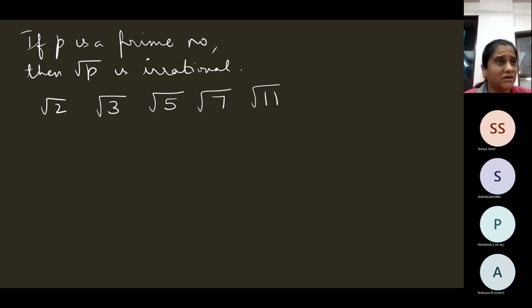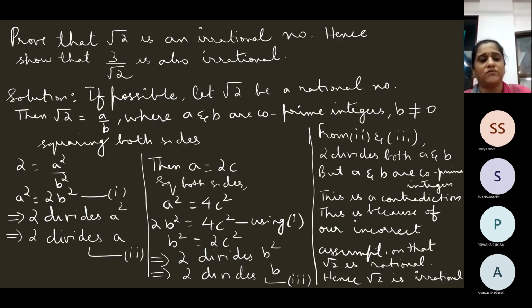P is a prime number and it is a rational number. If p is a prime number, then the square root of p is irrational, is a theorem. So supposing the first part was not given to us, prove that root 2 is an irrational number. Supposing that was not given, we only have to show that 3 by root 2 is irrational.